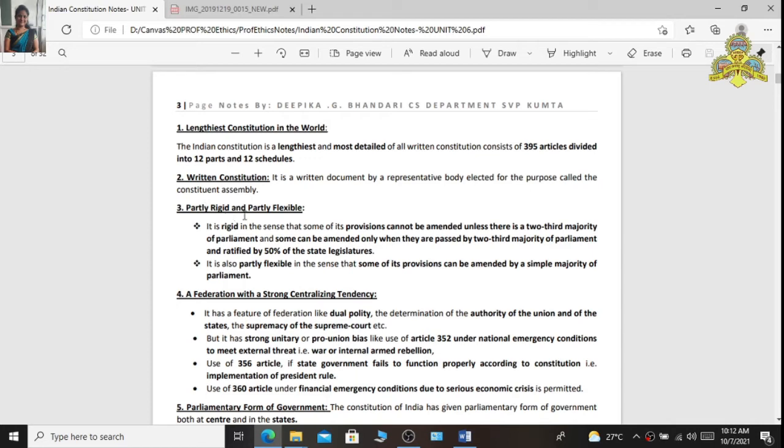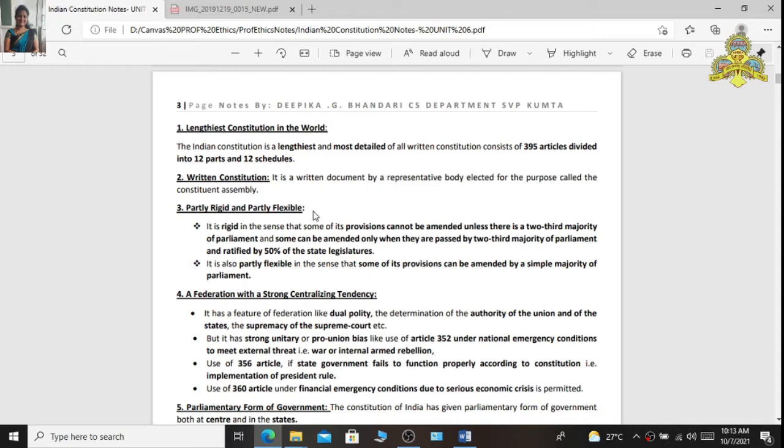Third one is it is partly rigid and partly flexible. Indian constitution is partly rigid. Its meaning is if the government wants to make any rules, if a government wants to make any amendment, then there should be a 2/3 majority of a parliament. Then only the government can amend any law.